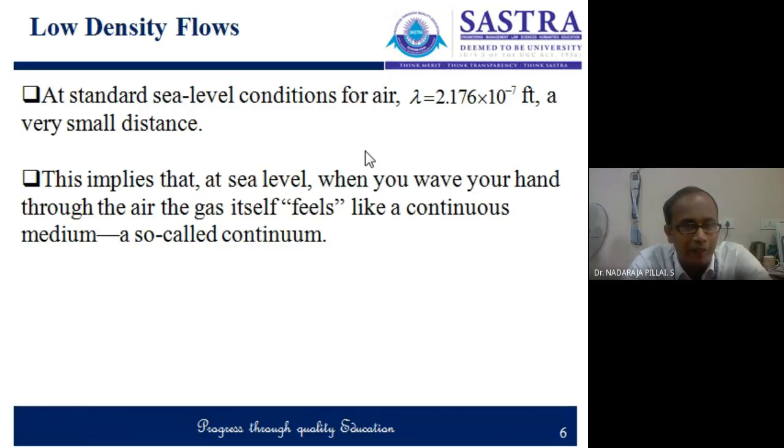Anderson's way of saying it is like when you wave your hand through the air, you can feel the gas, something like water. Water is high density, 1,000 kilograms per cubic meter. When you put your hand in water, you can feel the flow, the continuity of the water. Similarly, we can feel air at times.